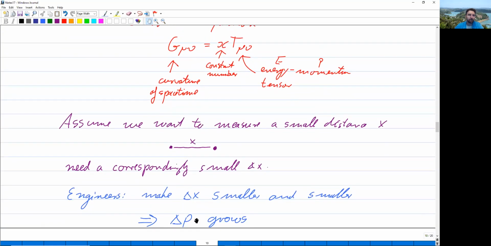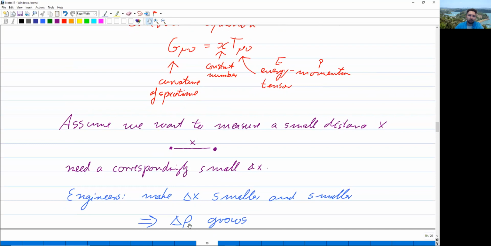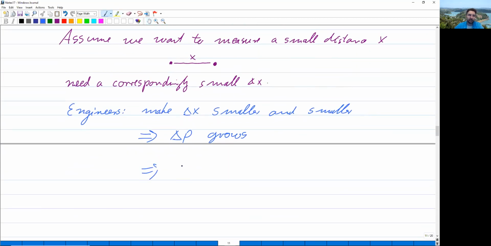But that means that if delta p grows, we must have a growth in the uncertainty of the curvature, right? Uncertainty in p means uncertainty in T means uncertainty in the curvature. So the uncertainty in T mu nu grows. And then by the Einstein equation, we have, roughly speaking, an uncertainty in the curvature that grows. This is alarming, because only gravity can do that, right? Electromagnetism doesn't curve space, but gravity is the curvature of space. There's no analog to the Einstein equation for electromagnetism or any other force. So what we have here is an alarming behavior.